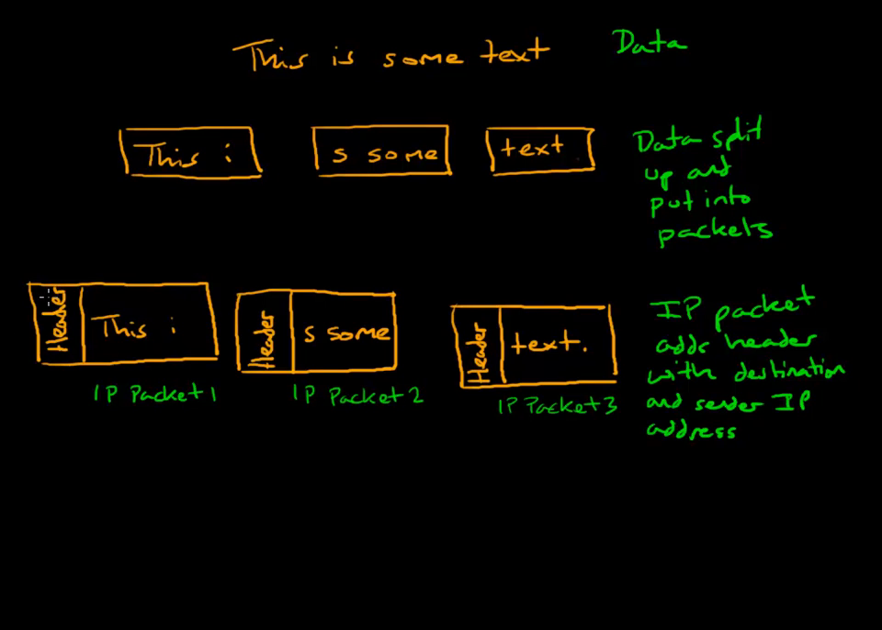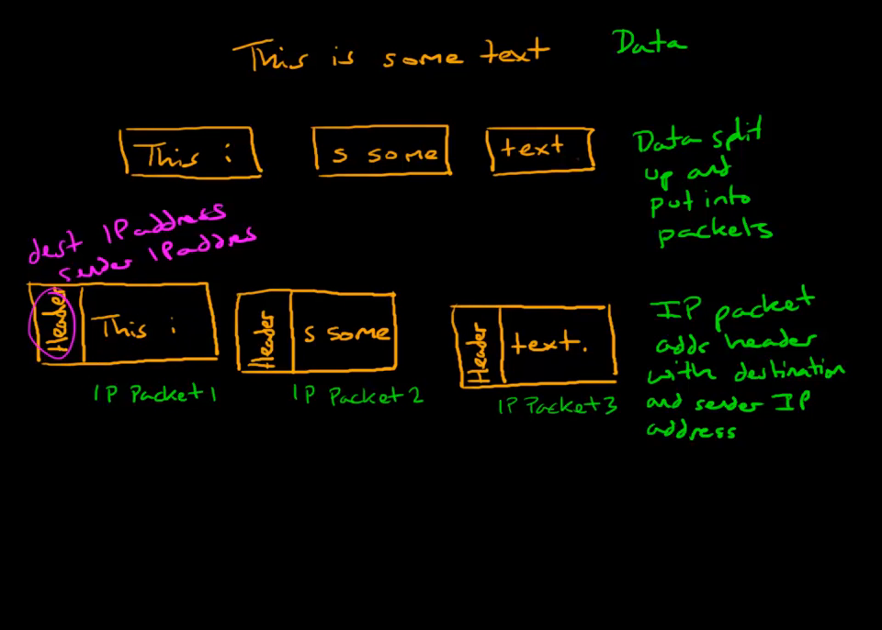So each packet contains a header at the front and then the data afterwards. So this would be on my first packet, and then my second packet, and my third packet. And in that header data, what we have is the destination IP address and also the sender IP address. So every single packet in this header will contain my destination and my sender, and then the data will follow.